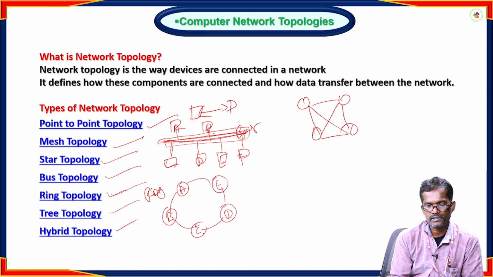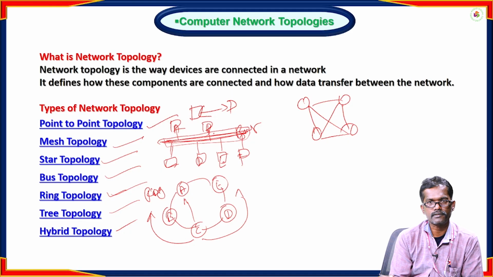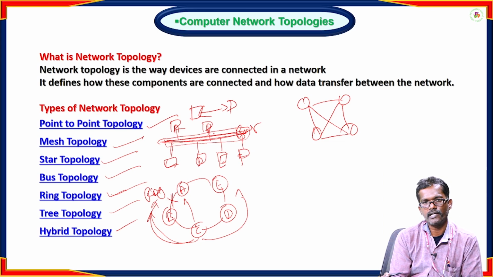If you want to transfer some information from C to A, it needs to go in this direction or in this direction. It needs to go in this direction because it is the shortest distance. One disadvantage here is that if any network or connection between two devices is disconnected, then we cannot transfer the information or share the resources. Okay, this is the main drawback related to the ring topology.